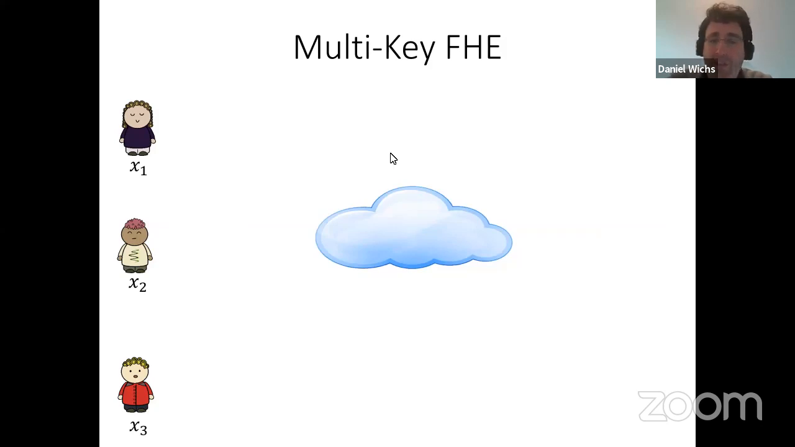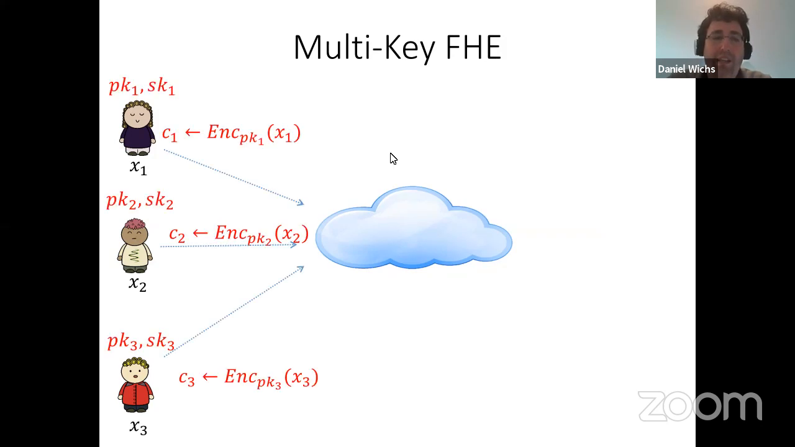So now here we have several users that have different inputs, X1, X2, X3. And in this setting, they can each choose completely independent public keys and secret keys. So they generate their own key pairs, and they encrypt their data individually under their own public keys. Okay, so you get three different encryptions of these different inputs, X1, X2, and X3, under different public keys. And so using standard fully homomorphic encryption, you cannot really do anything. You can operate on each of these ciphertexts individually, but you can't really do anything that combines all these inputs. And so that's what multi-key FHE lets you do.